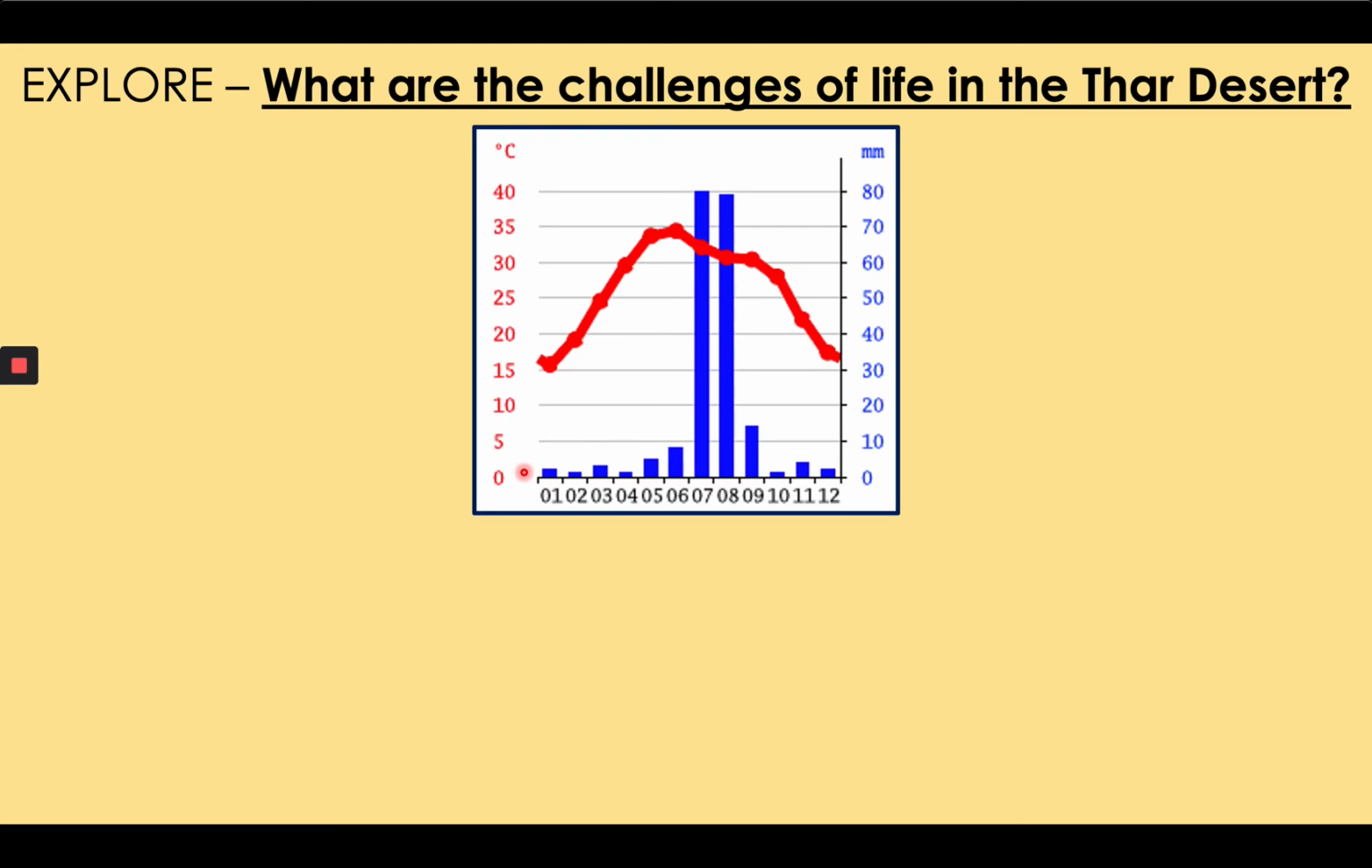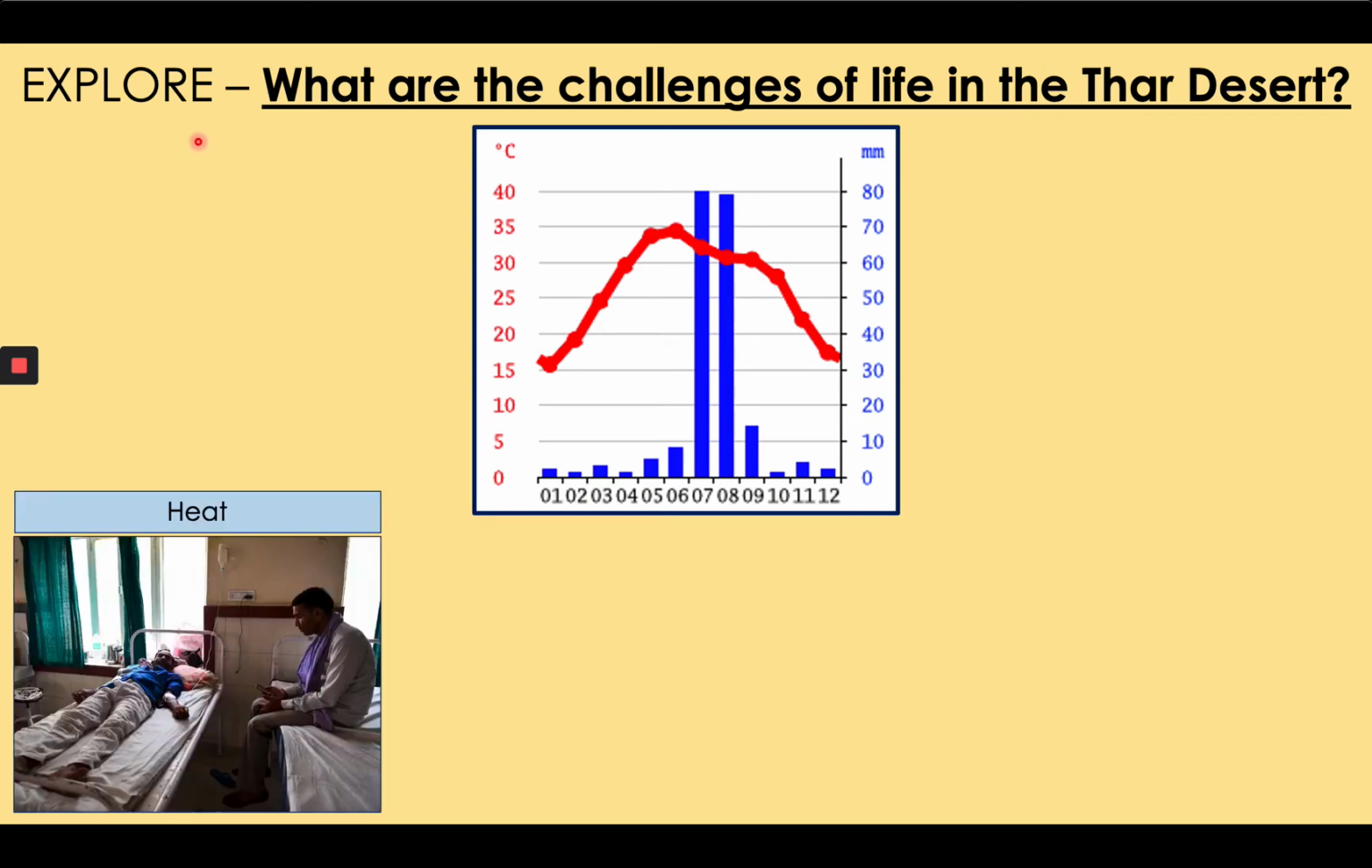So what are the challenges of life in the Thar Desert? Write this title and underline it, please. The great challenges of the Thar Desert relate to its climate graph. The first one is the intense heat of the desert. In this photo here, this man on the left was working on a construction site in Jaisalmer, the main town in the Thar Desert, when he passed out from heat stroke.